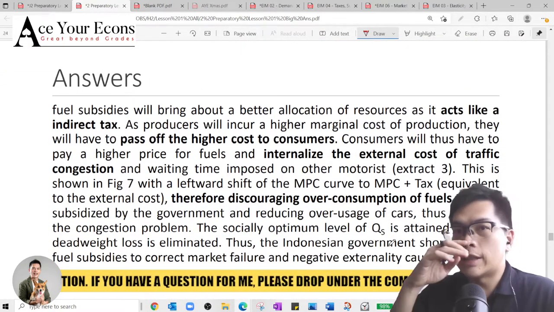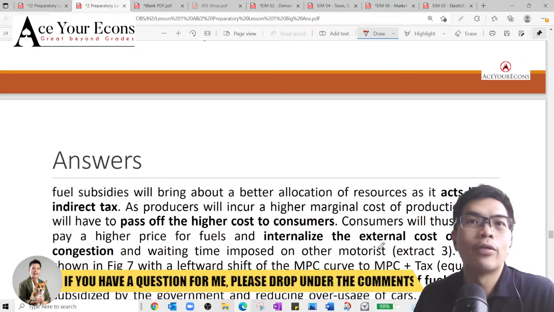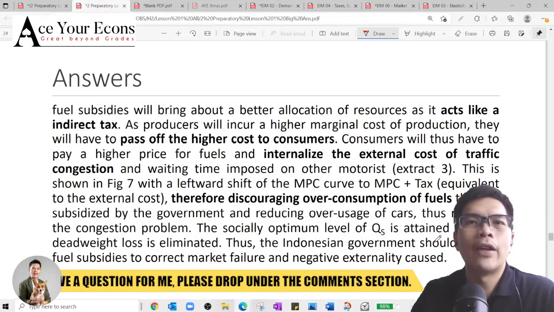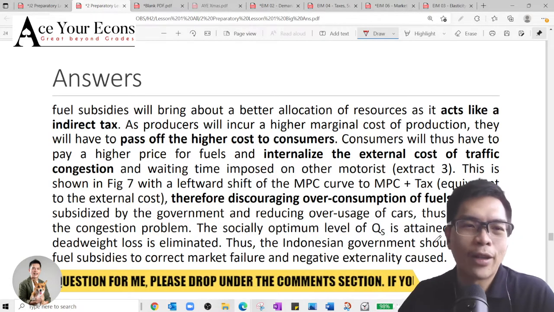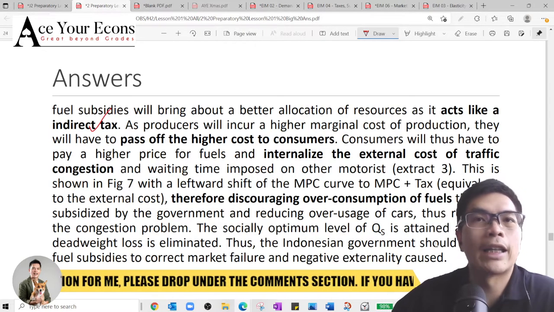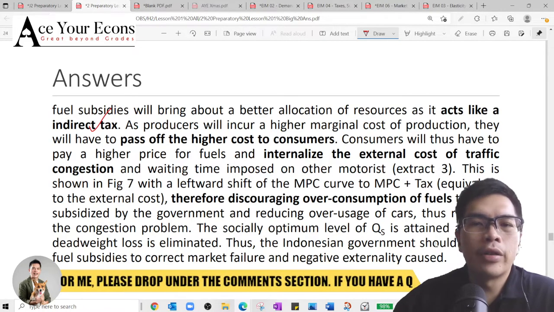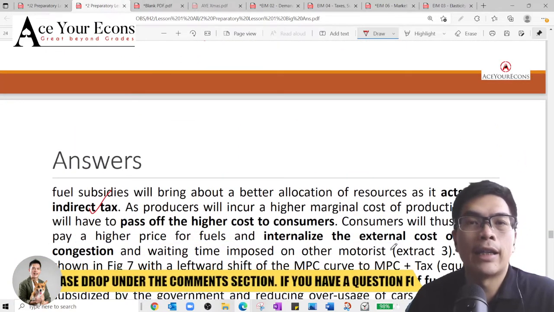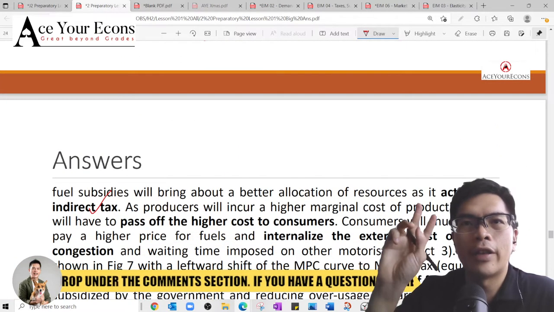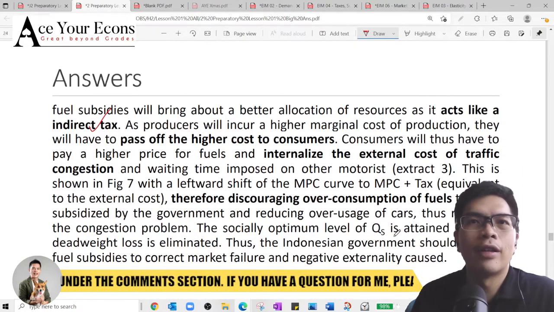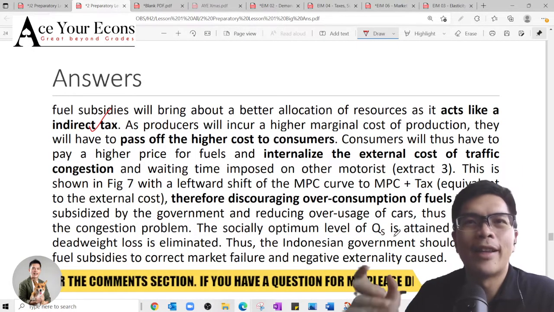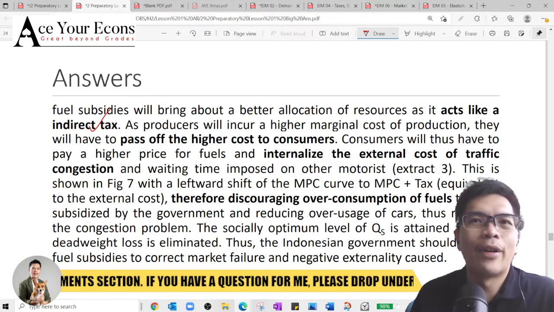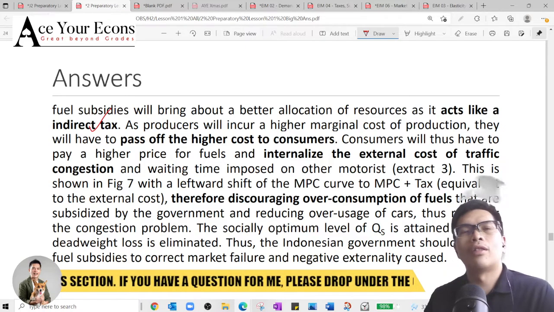So this question is a double negative, reducing fuel subsidy. Fuel subsidy lowers cost of production. So double negative, if you reduce that, it will increase cost of production. It acts like a tax. So here, important, the concept that is tested is actually tax and negative externality. Just that they frame the question a bit more tricky. They put subsidy in, and they want to trick students to use the concept of positive externality. Not true. Not all the time.